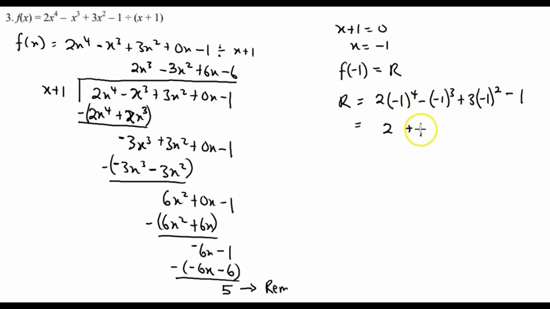Multiplying by the negative sign gives us positive 1. Then over here we have plus 3, then minus 1. When you put the 2, 1, 3, negative 1 together, you end up getting 5. So it tells you that the remainder is positive 5, as we can see using the long division method.